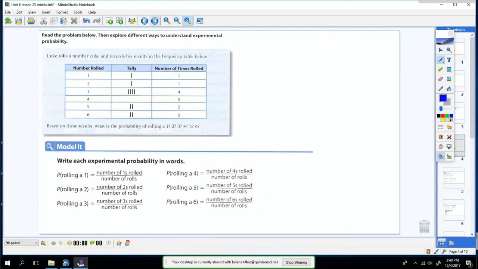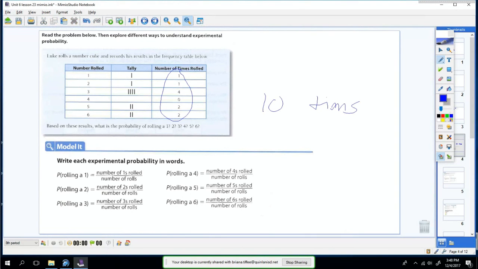So read the problem below. Luke rolls a number cube and records the results in the frequency table below. Based on the results, what's the probability of getting a 1, 2, 3, 4, 5, and 6? Well, first thing you do is figure out how many times he actually rolled the dice. So these are the numbers on the dice, and these are how many times he actually rolled it. So you're going to add them up. 1 plus 1 is 2, plus 4 is 6, plus 2 is 8, plus 2 is 10. So he rolled it 10 times.